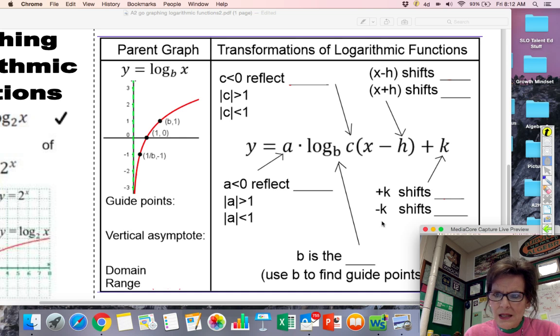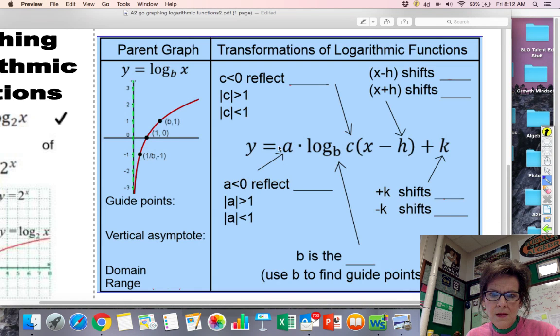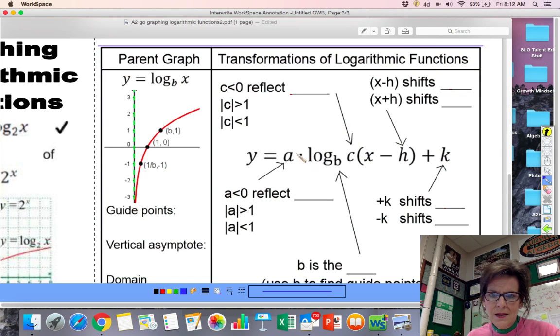We know that A out front allows us to see how something is stretched or compressed. So here's A. When A is less than 0, in other words, when it's negative, this causes the entire function to reflect over the x-axis. In effect, it gives a mirror reflection, or the log graph appears to turn upside down.